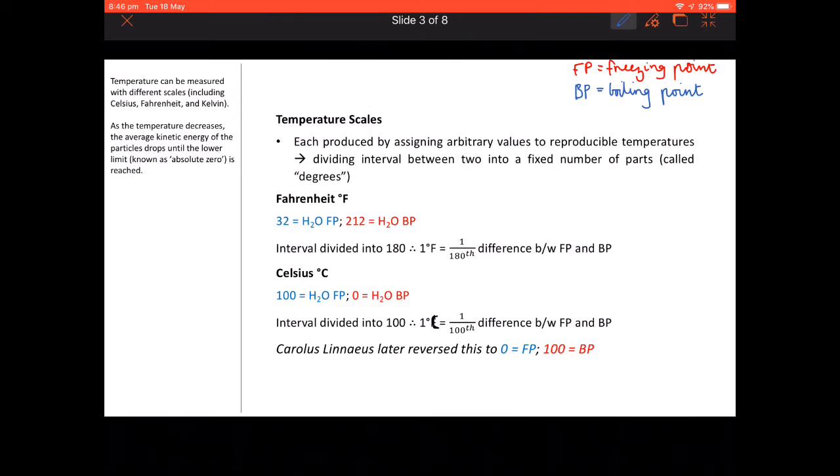A guy called Carolus Linnaeus later reversed this to 0 as the freezing point value and 100 as the boiling point value, and this is because it was known that water boils due to an increased heat content, so it made sense to flip the values there. I think personally, maybe I'm biased, that Celsius just makes a lot more sense, but you can decide which you prefer for yourself.